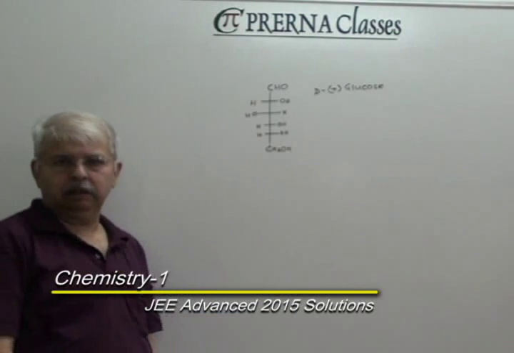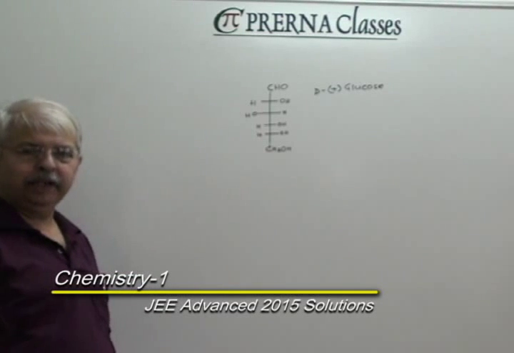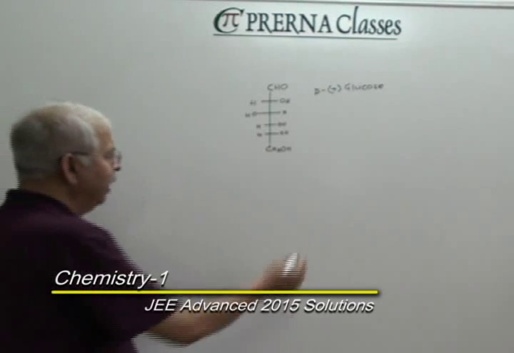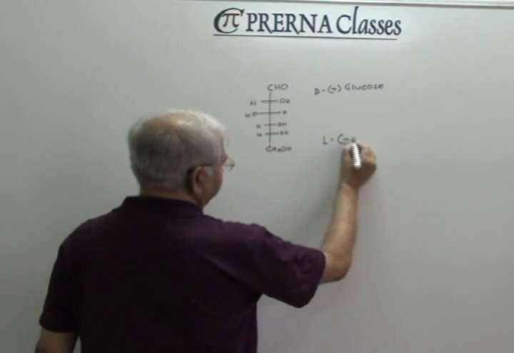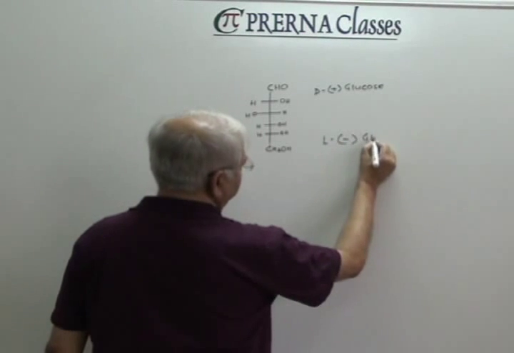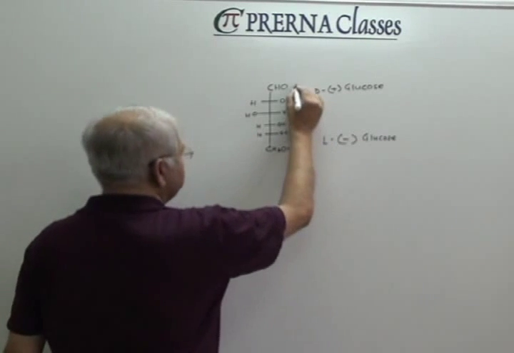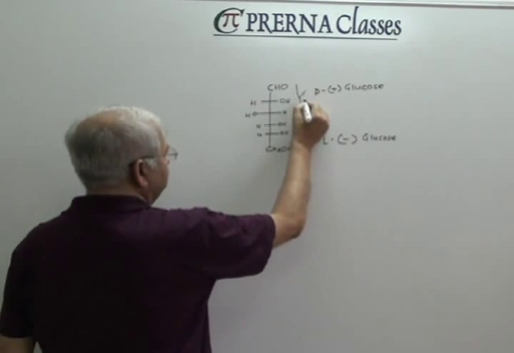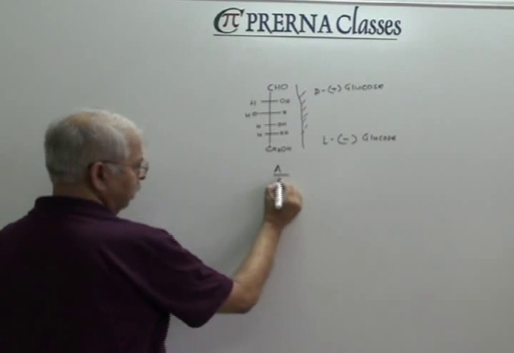Structure of D-glucose is given. He has asked us to find out what will be the structure of L-glucose. So this is nothing but its mirror image, which is found to be A.